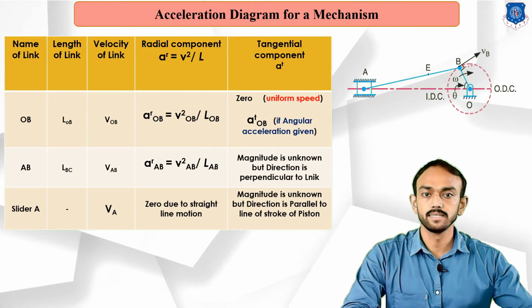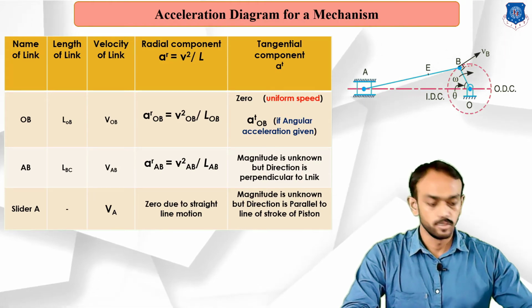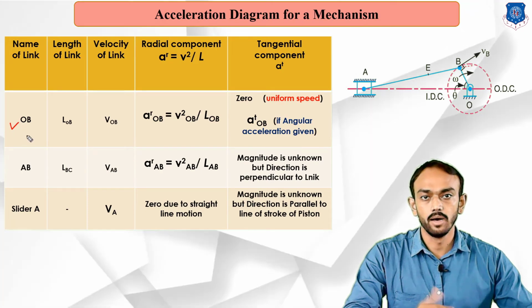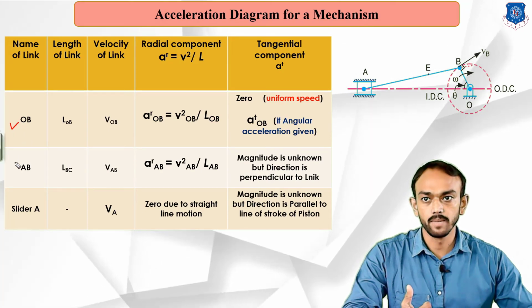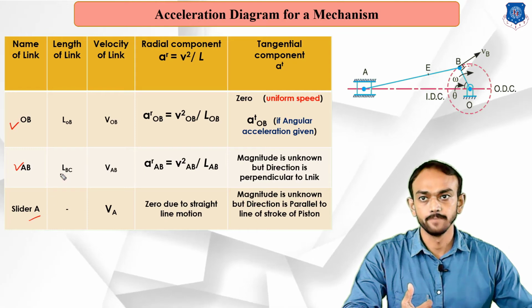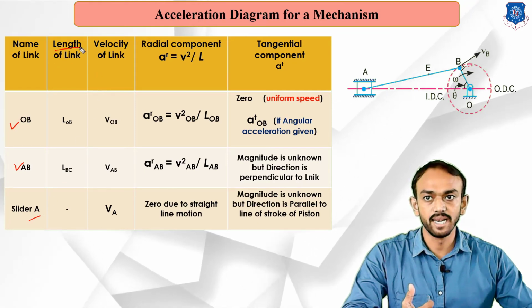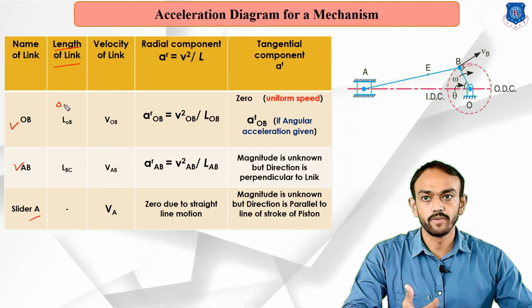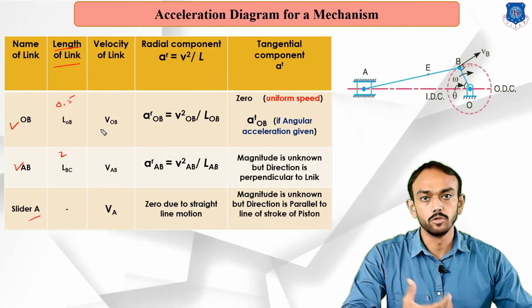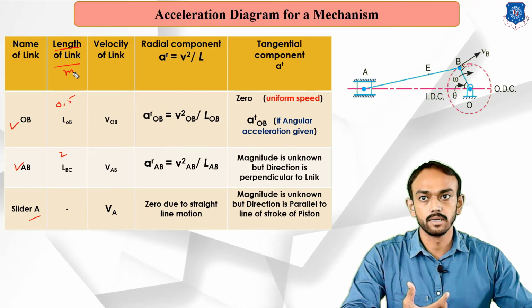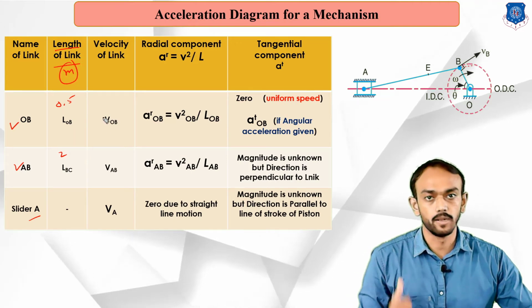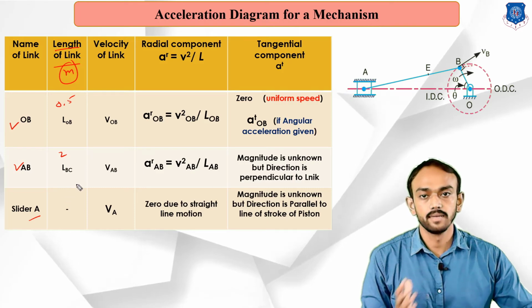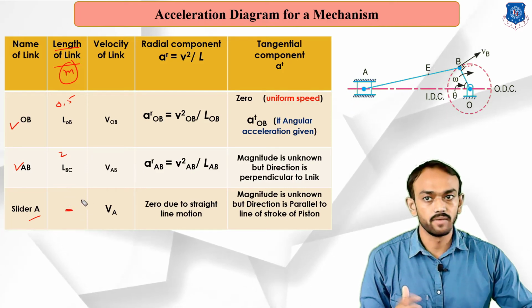As you can see in the table on the screen, first of all put in the first column the names of the links: OB, AB, slider A. In the second column you can see the length of the link. Whatever length is given, like 0.5 meter or 2 meter, put that value, and keep the same unit for all. So in the second column you put the length of that link. For the slider there will be a dash.